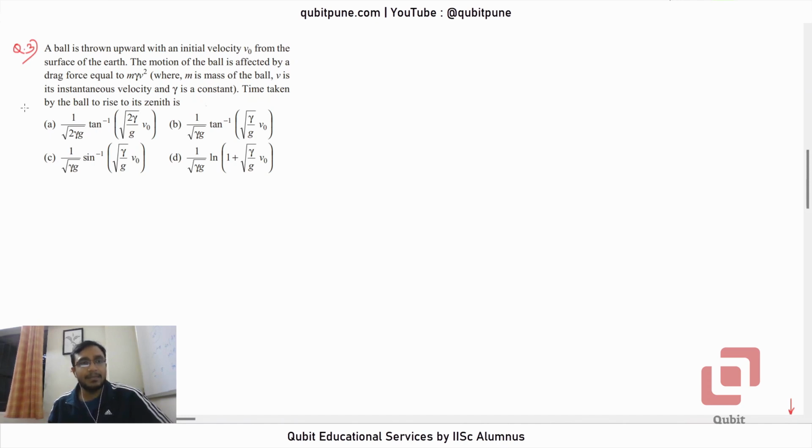The time taken by the ball to reach its zenith, zenith meaning the peak point, is: 1 upon root of 2 gamma g tan inverse of root 2 gamma by g v naught; 1 upon root gamma g tan inverse of root gamma by g v naught; 1 upon root gamma g sine inverse of root gamma by g v naught; and 1 upon root gamma g ln bracket 1 plus root of gamma by g v naught.